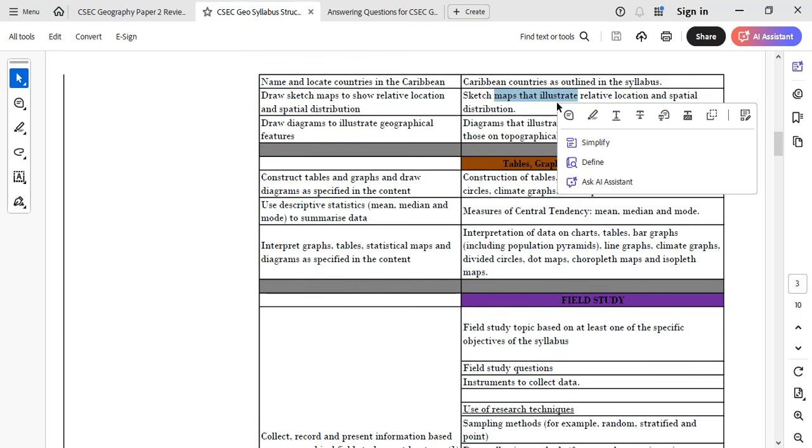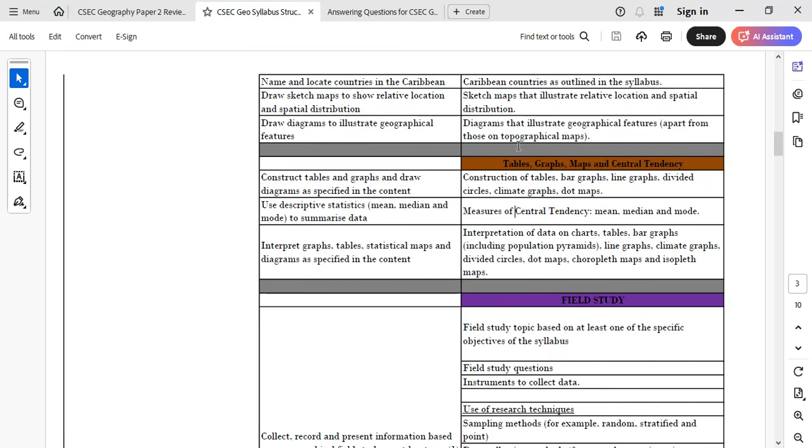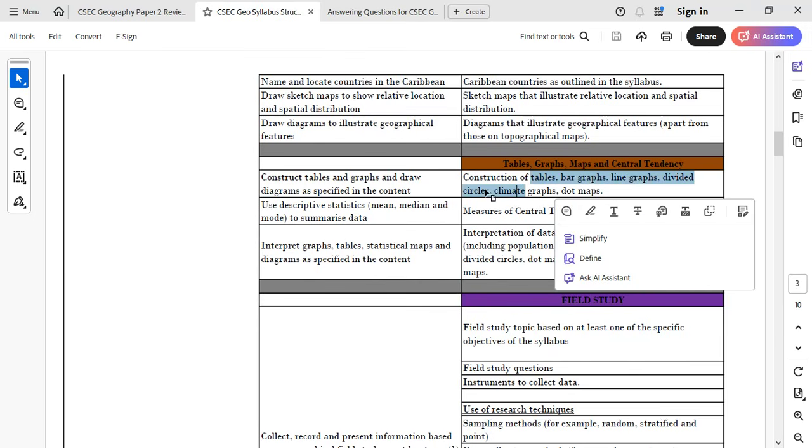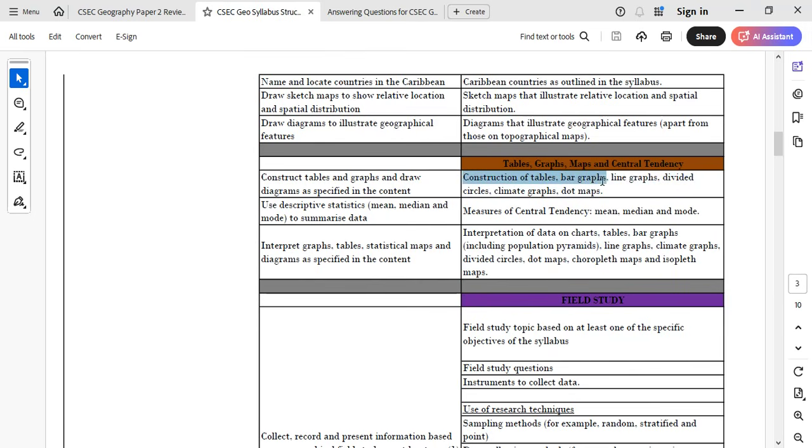Be able to sketch. Remember, if you are asked to sketch any map, your map elements must be there: title, directional arrow, key, scale, or not drawn to scale, right? Illustrate features, tables and graphs. So of course, you must know how to draw a table, a bar graph, a line graph, a divided circle, climate graphs.